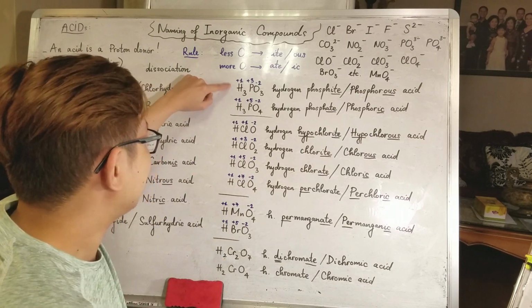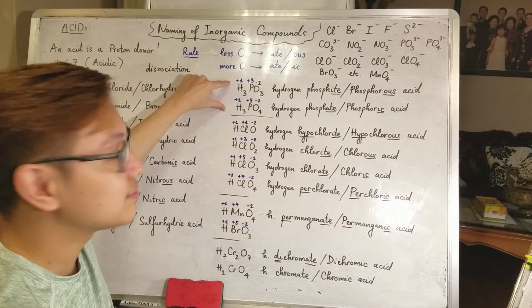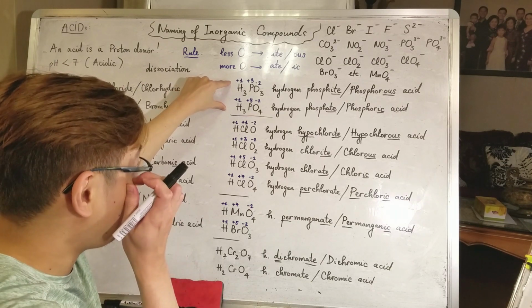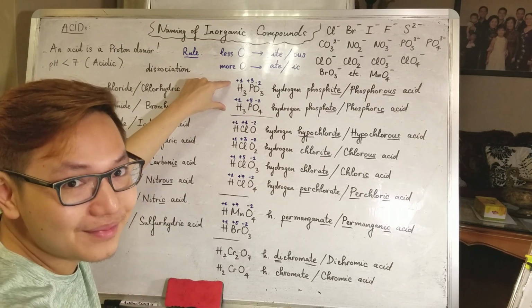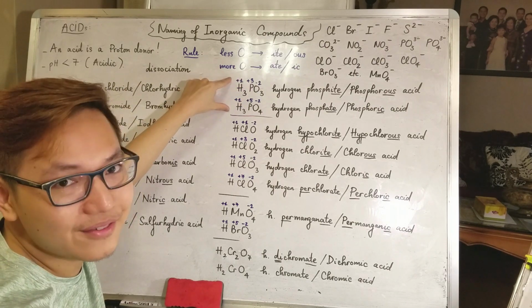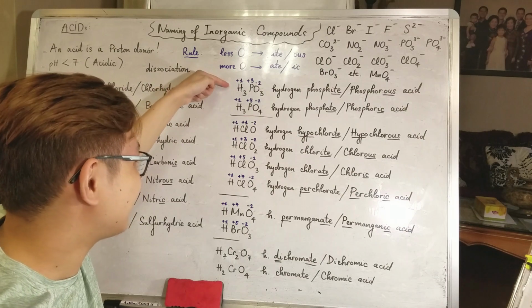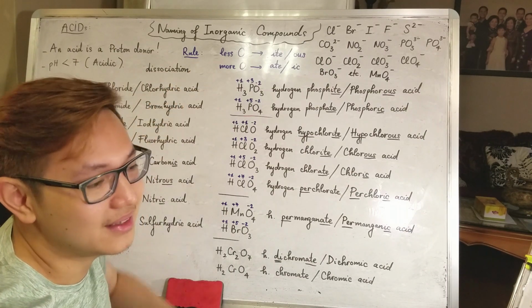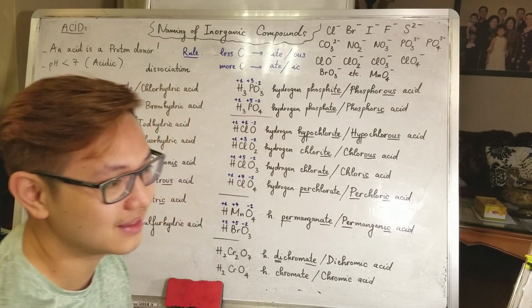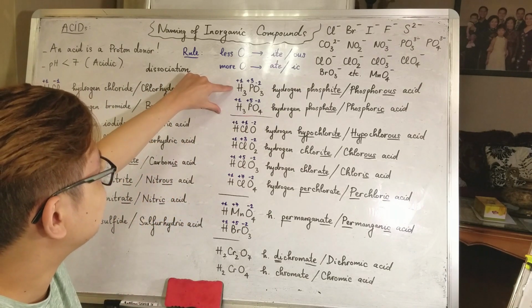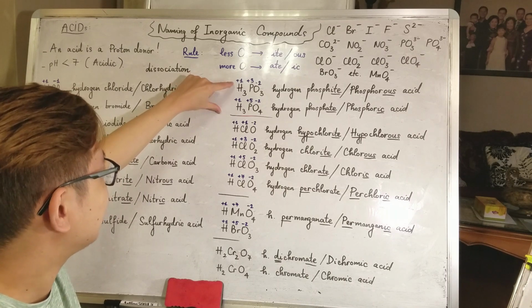More examples here. Can you try to pronounce them? Also, do you know where they come from? This one has less oxygen, this one has more oxygen. This one comes from the P2O3. This one comes from the P2O5 that we learned in the previous episode. So, this one has more oxygen.